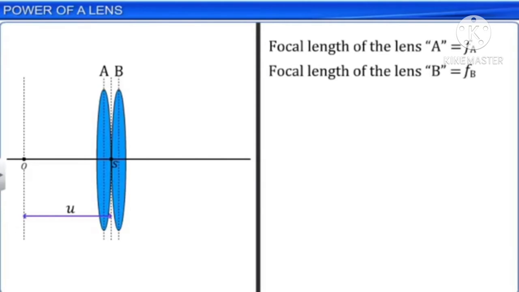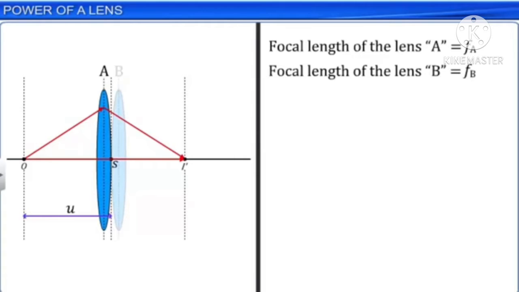If there were only one lens, A, the image of the point object O would have formed at I'. Let the distance of the image be V1. Using the thin lens formula, we can write that 1 by FA is equal to 1 by V1 minus 1 by U. Let this be equation 1.